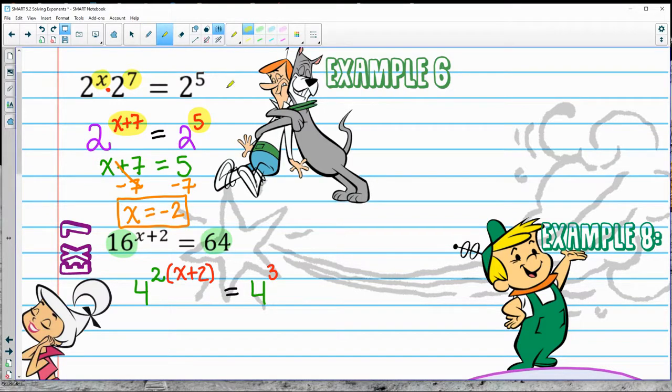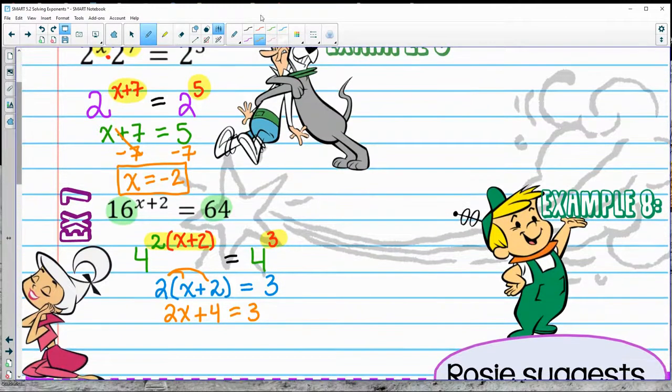So again, as long as the bases match, now I can focus on solving with my exponents. So I'm going to have 2 times x plus 2 equal to 3. And I can solve just like normal. So on here, I always like to distribute the 2, since dividing by 2 may not be the friendliest thing. And then just be sure that you subtract the 4 to move it over to the other side. So I've got 2x equaling negative 1.